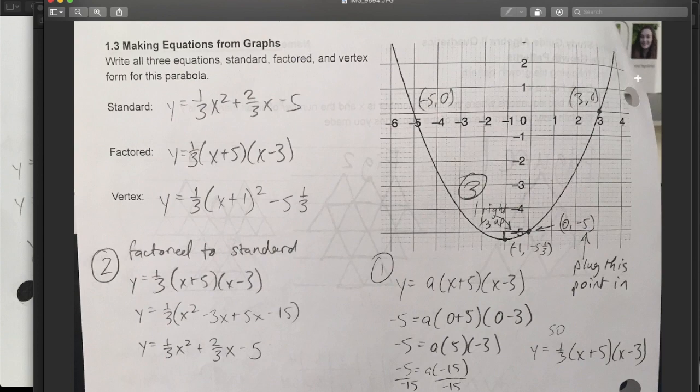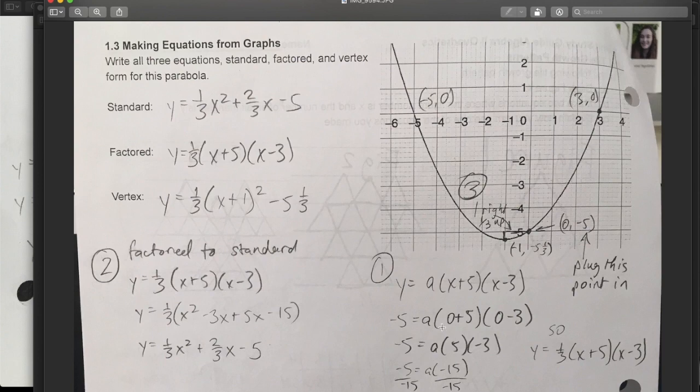But either way, what you want to do is make sure that you are not just saying that the equation is (x plus 5)(x minus 3), but rather taking the time to figure out what the a value is. This is only one extra step. All you have to do is plug in a point that's not the x-intercepts. There's an obvious one here at (0, negative 5), so plug that point in. So we have negative 5 goes into the y value, 0 goes into the x value, and then we solve for a, which is the unknown.